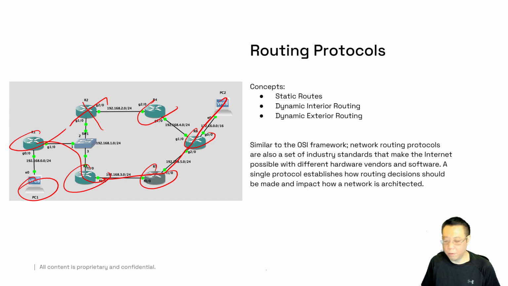But remember that routing protocols can either work dynamically or static based on what I just did. Dynamic exterior, which is focused around public-facing IP addresses. Dynamic interior, focused on what? RFC 1918s, right? Your 192.168s, your 10s, your 172s.